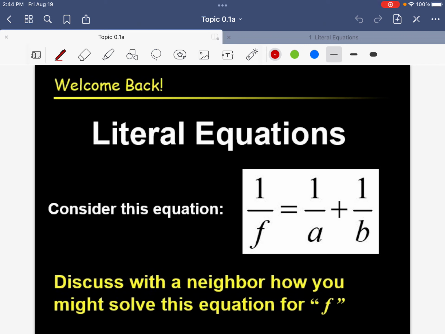Well, the answer is the same way you would solve an equation that does contain numbers, but this still can be a little complicated. What I'd like you to do is talk with your neighbor about how you might solve this literal equation for f. Go ahead. I want you to talk to your neighbor. What do they think? What do you think about solving this equation for f?